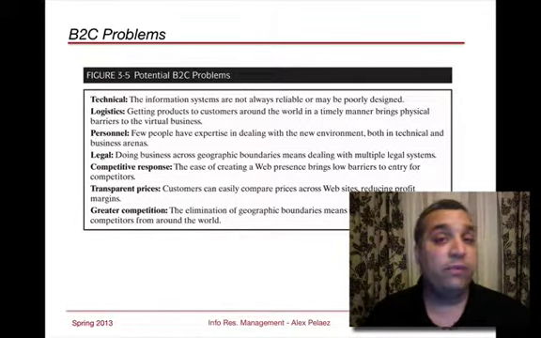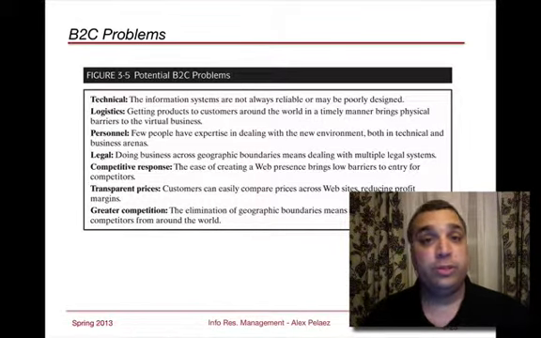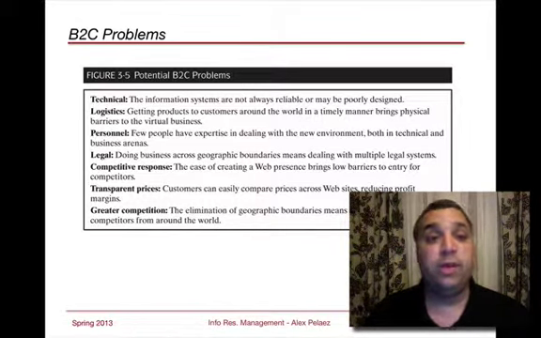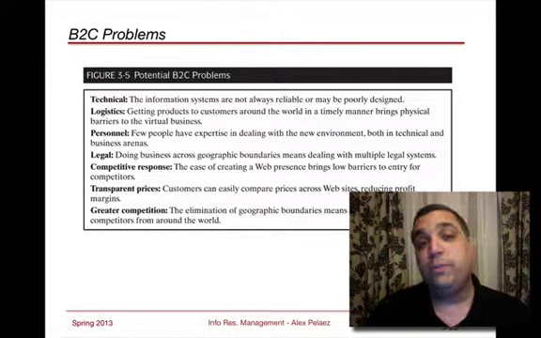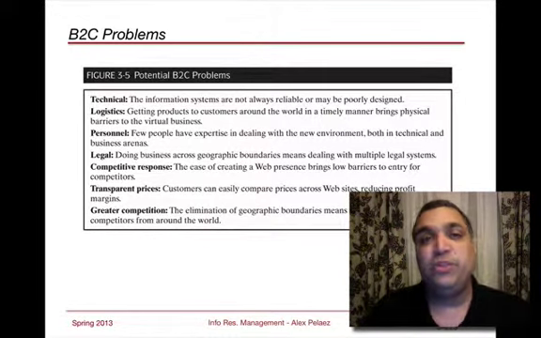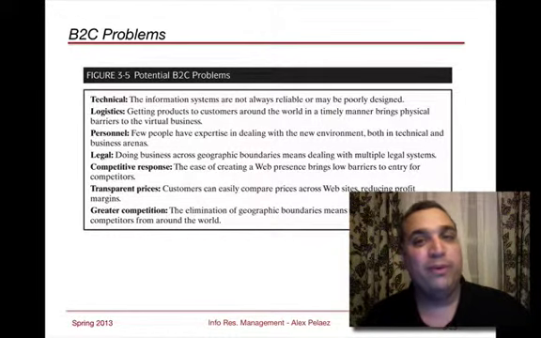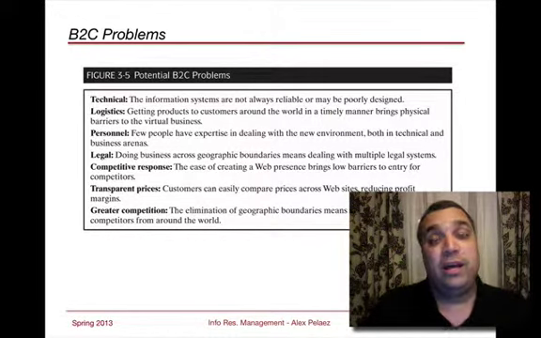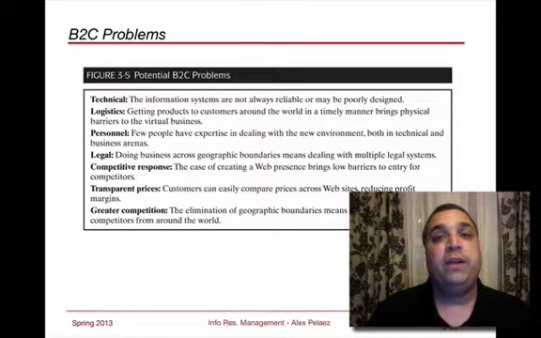You cannot sell every product that you have around the world. There are regulations and restrictions on shipping certain things to other countries. Personnel: few people have expertise in dealing with a new environment. This is usually a challenge. For example, with social media, what type of person do you hire? And in many cases, people are hiring the 20-year-old, the 25-year-old who's out of college who says, I know how to use Facebook.